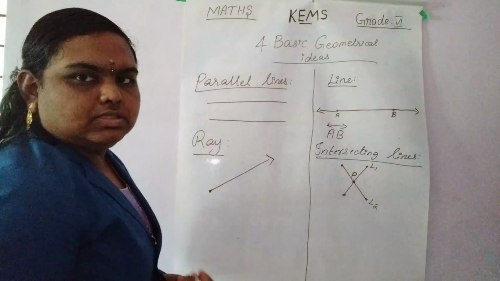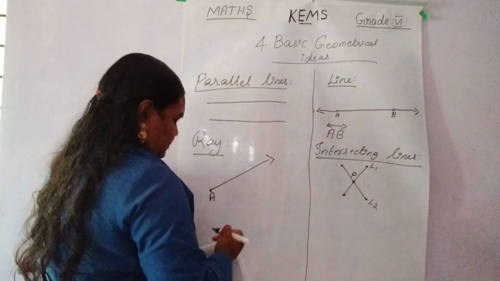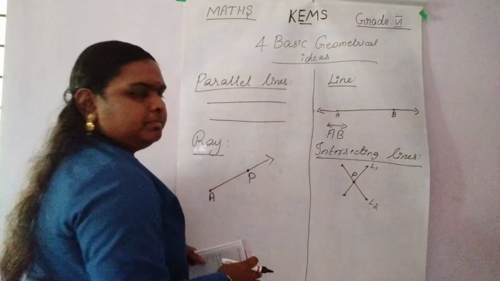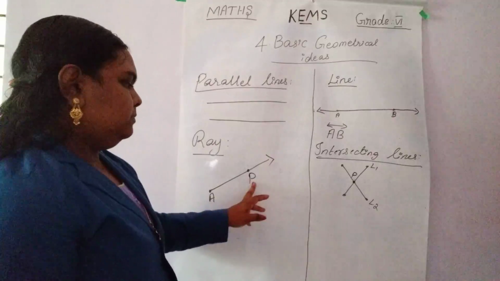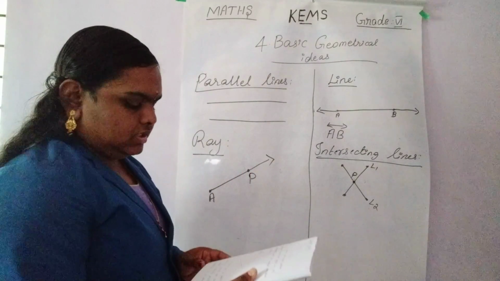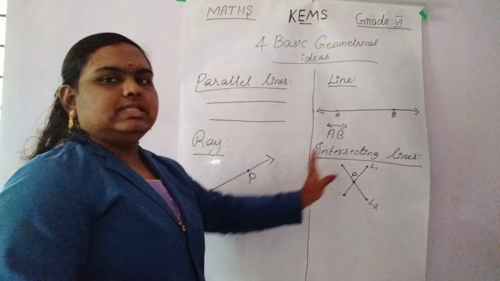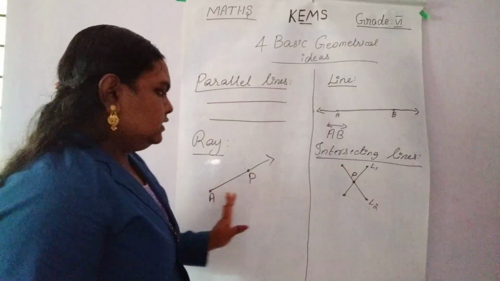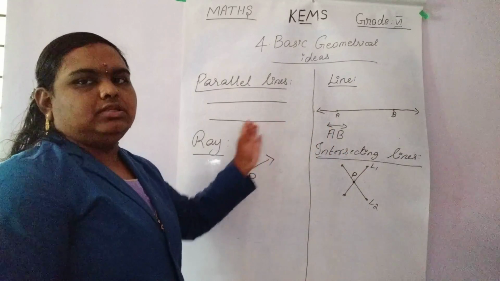Okay. This is the line. I'm giving the name as A, and here is the point P. So A and P, and it continues in one direction. It starts at one point and goes endlessly in a direction. This is the starting point and it moves on continuously.